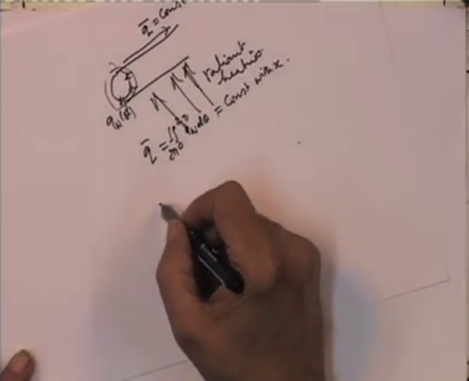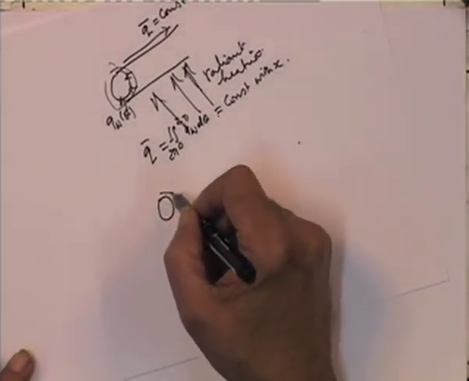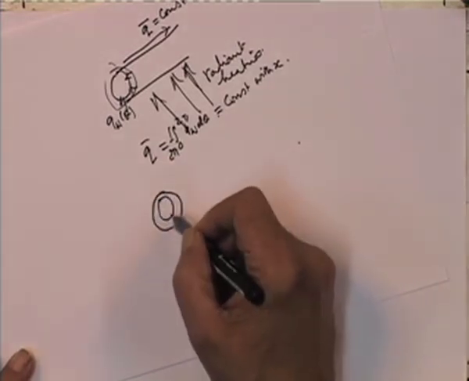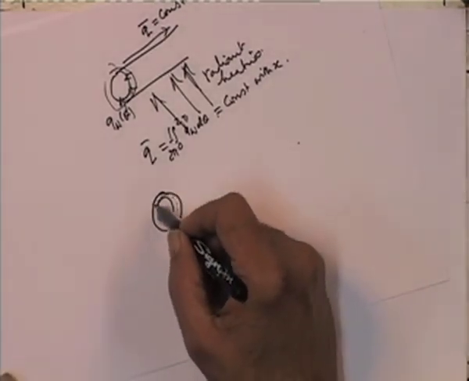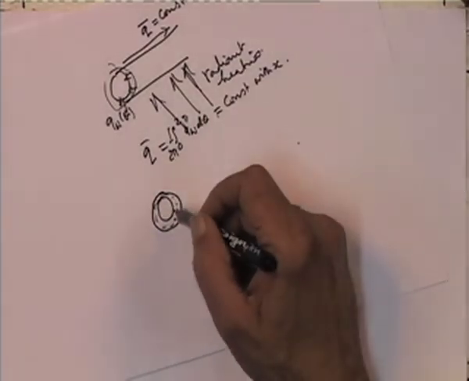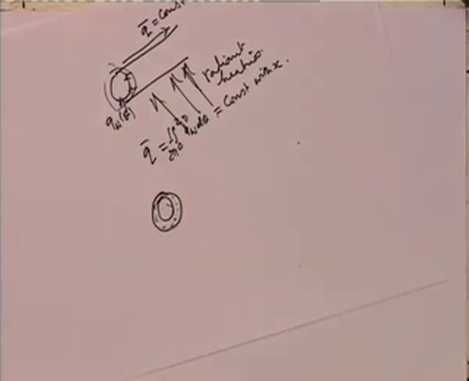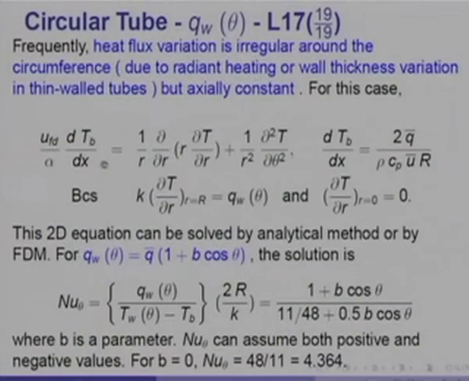Sometimes it will also occur for a tube of uneven thickness, let us say, and it is being electrically heated. So, there is internal heat generation within the tube, and therefore, it will receive circumferentially varying heat transfer. So, in that case the equation would become, again because of the constant heat flux condition, dT bulk by dx would be constant given by that. But now you must allow for conduction both radially as well as in the circumferential direction. Again, this 2D equation can be solved both analytically or by finite difference method.